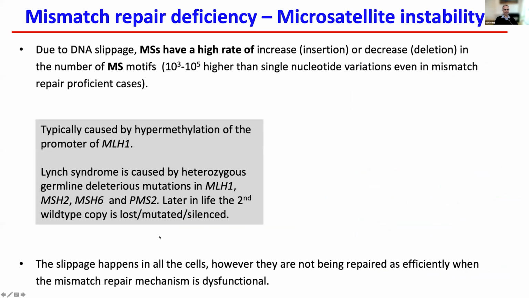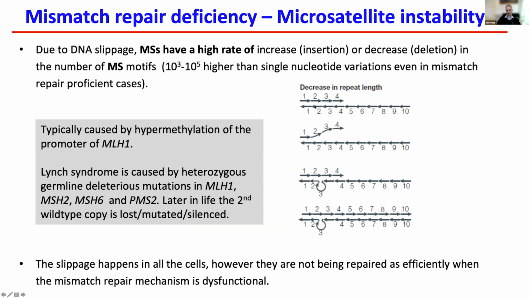Due to this DNA slippage, I think there's a cartoon here. When DNA is replicated, the polymerase can detach and attach again. And if there's a microsatellite, loops could form. And then you could either increase or decrease the number of repeats in these microsatellites. The mutation rate in these microsatellites is much higher than in any other part of the genome, with 1,000 to 100,000 times more mutations than in other parts of the genome.